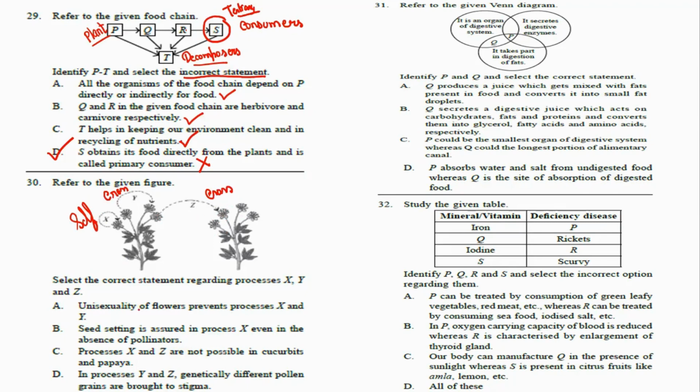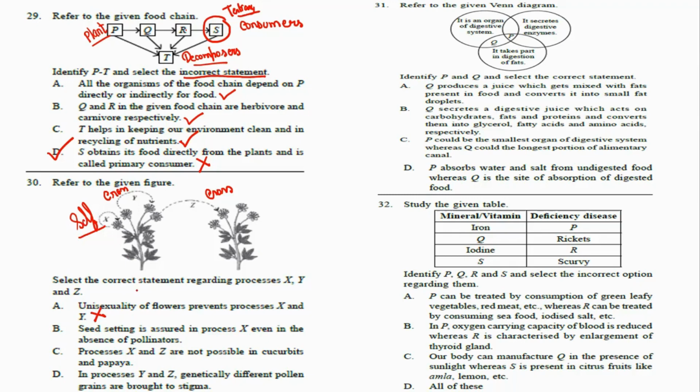The first statement says unisexuality of the flower prevents process X and Y. No, it is not unisexuality. If it is unisexuality, X is a self-pollination. So this is wrong.